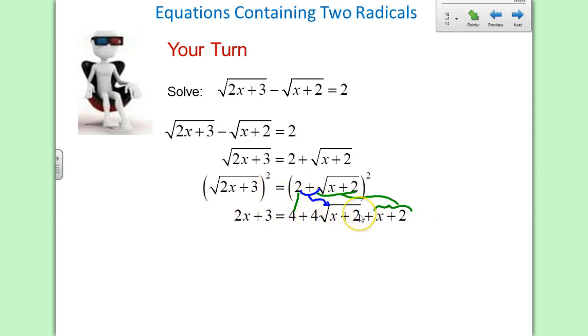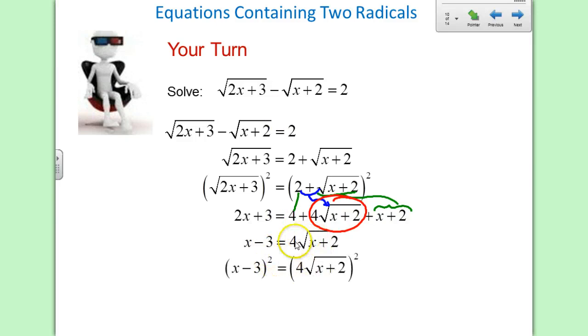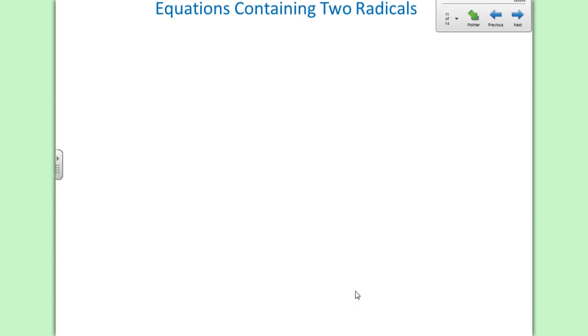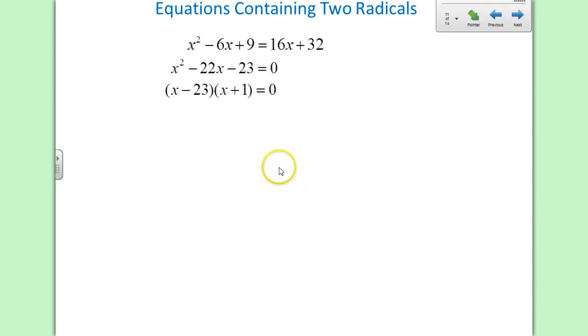You need to isolate this radical. Isolate, isolate. Get that by itself. So you take everything else to the other side, and when you do, you get x minus 3 equals 4 root x plus 2. Now you square it again. You get x minus 3 squared, which gives us x squared minus 6x plus 9, and 16 times x plus 2. We're running out of room. So again, we would take it all to one side. We get a quadratic, and we factor it. And we get two answers of x equals 23 and x equals minus 1.